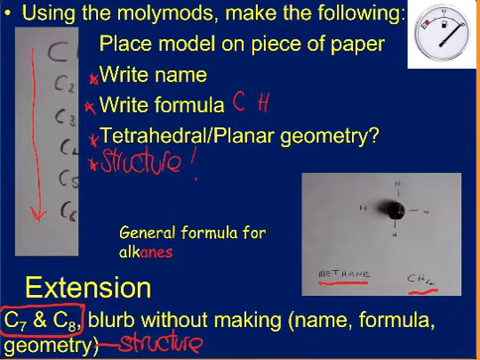So every carbon, every black ball, has to have 4 toothpicks coming out of it. So if you have ethane with 2 carbons, you would join them, and then you'd fill the rest of the spaces with hydrogen. Does that make sense?